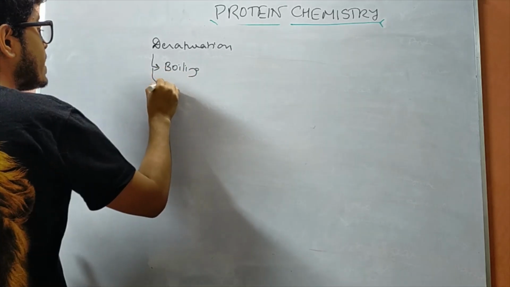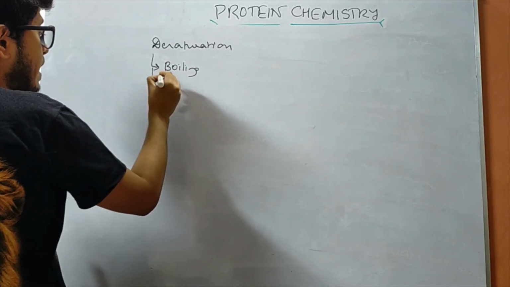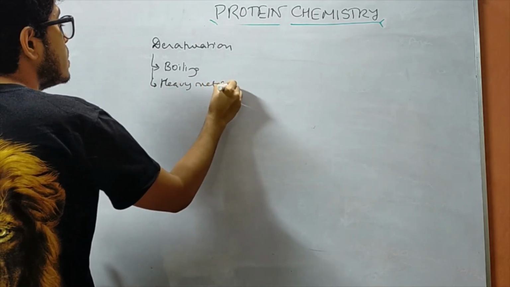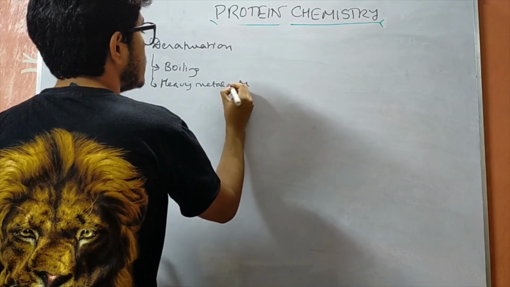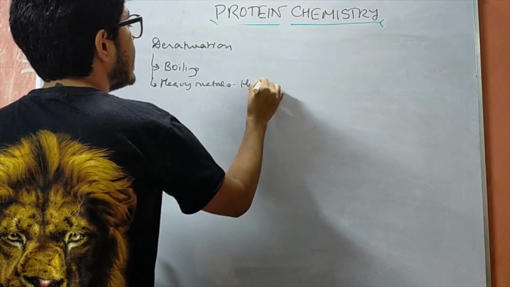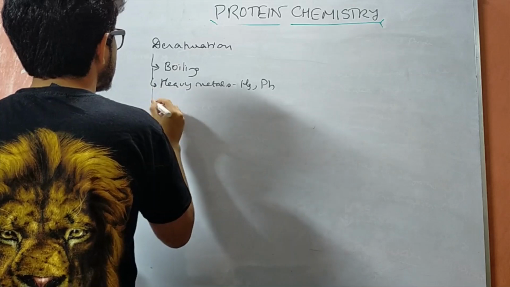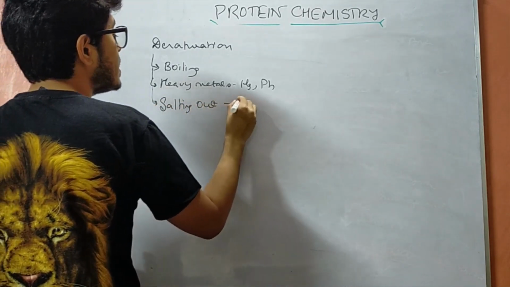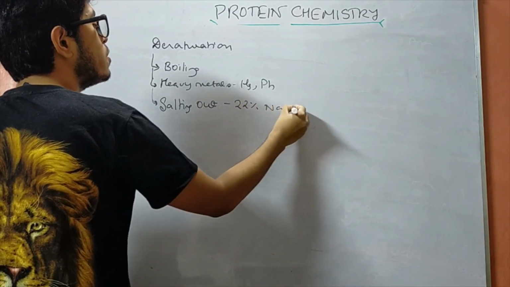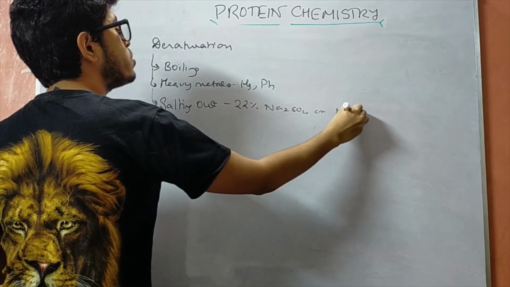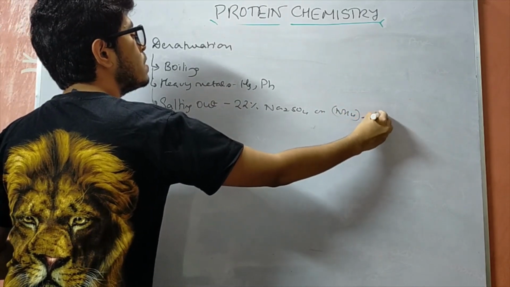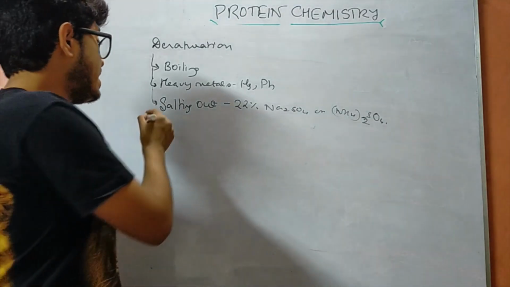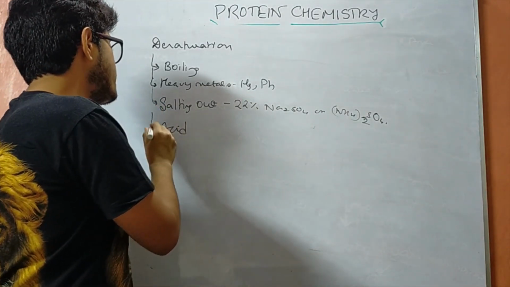It can be done by some heavy metals like lead, mercury. Also some salts, which is called salting out, where we basically use 22% Na2SO4 or ammonium sulfate. So these are the various methods: salting out, heavy metals, boiling. We can use acids, organic solvents, etc.